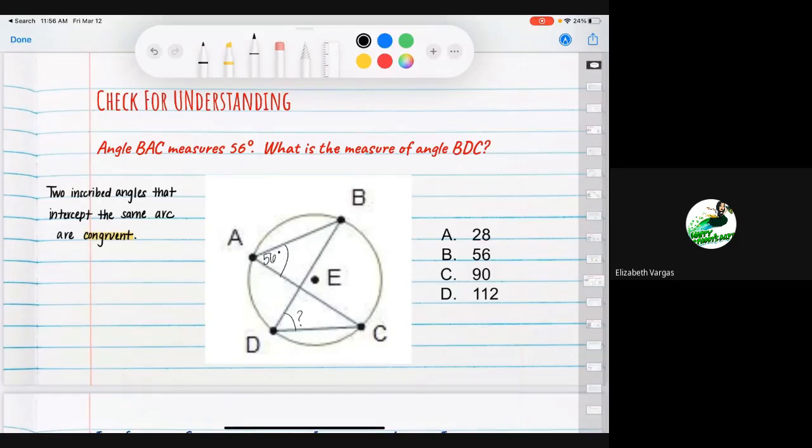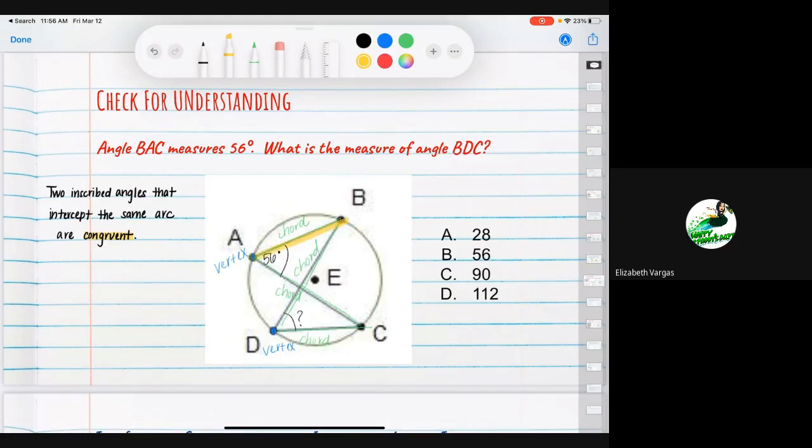Okay, so we know that two inscribed angles that intercept the same arc are congruent. So we know we have one inscribed angle right here, right? We have a vertex, and an angle is formed with two chords on both sides. Chord, chord. What we'll notice is that BDC is also an inscribed angle because it has a vertex, and both of its sides are formed by chords. Chord, chord. And so what we want to identify is, do those share the same arc?